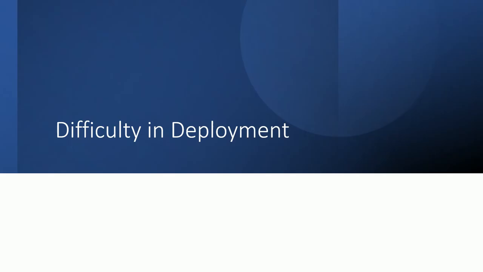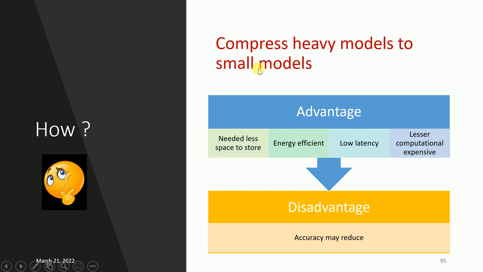Yeah. So basically, when we have our model prepared, we have some issues when we want to deploy that model in real time. So what are those difficulties? Let's discuss those. We have to compress our heavy models to deploy them on real-time devices, like mobile phones and cameras, which have limited storage and capacity to process things. So we need less storage space to store our models, and the model should be energy efficient, low latency, and less computationally expensive, right?